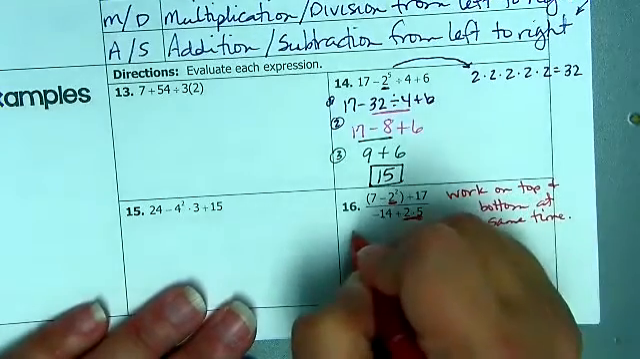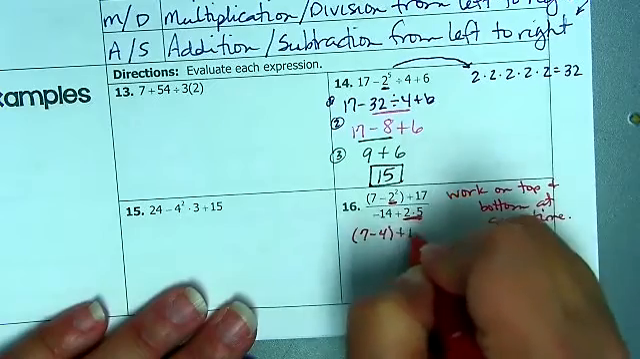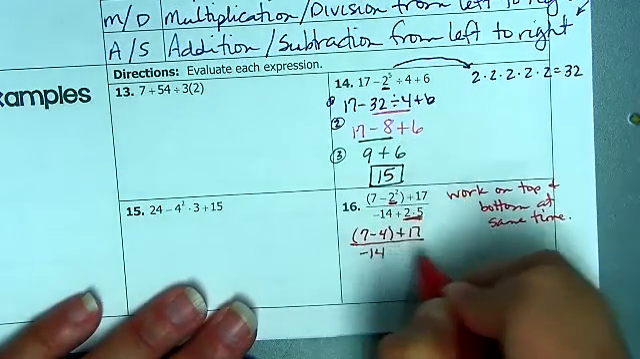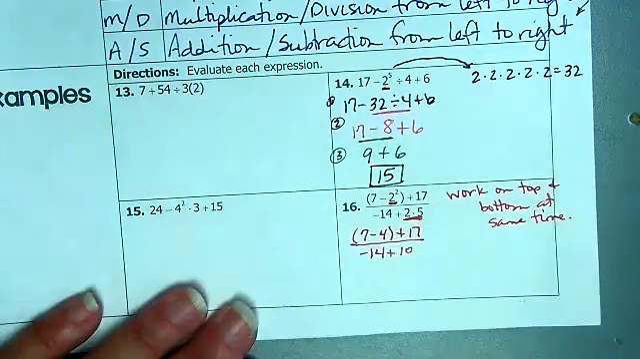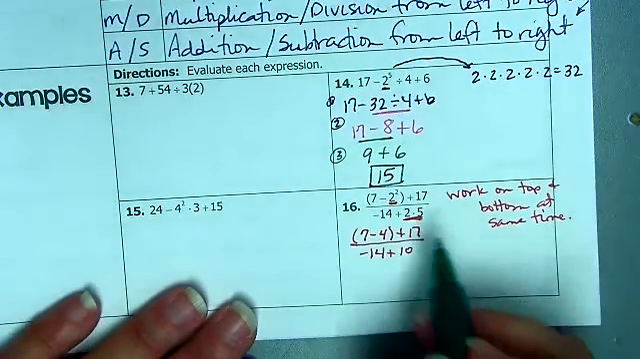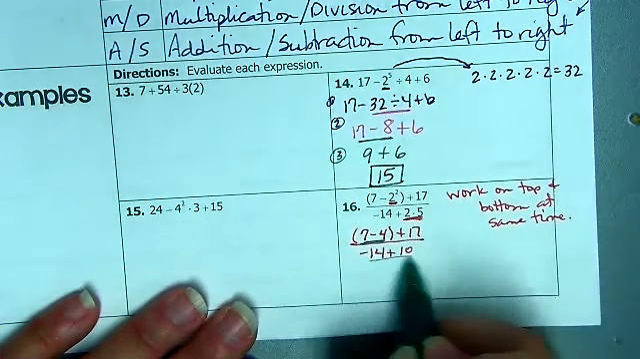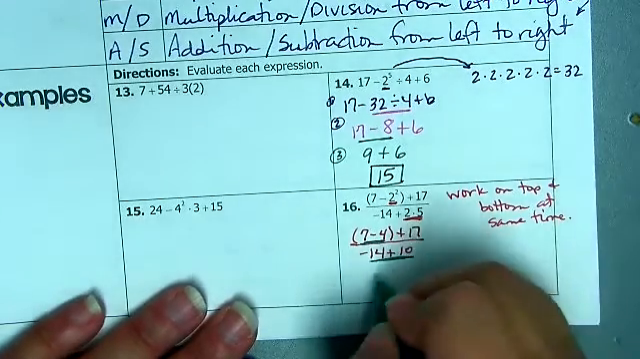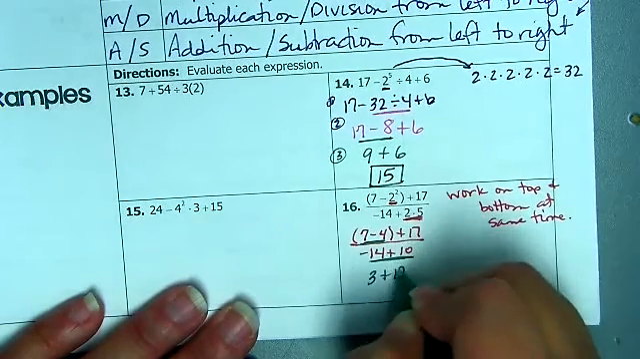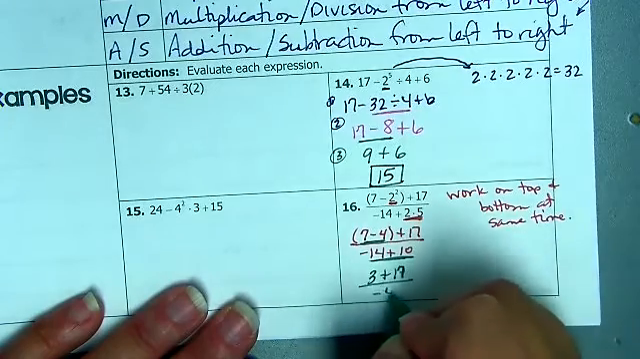So now I'm going to have open parentheses, 7 minus 4 close parentheses, plus 17 all over negative 14 plus 10. Next step. Now I'm going to simplify what's inside the parentheses, and I'm going to do this subtraction on the bottom. So I'm now going to have 7 minus 4, which is 3, plus 17, all over negative 14 plus 10 gives me a negative 4.